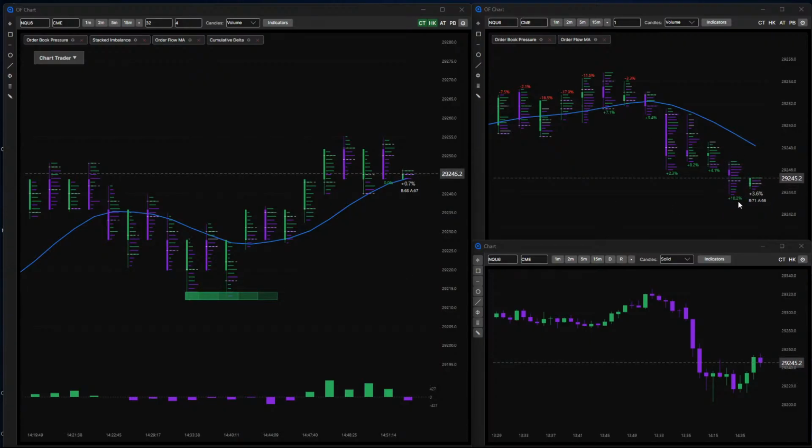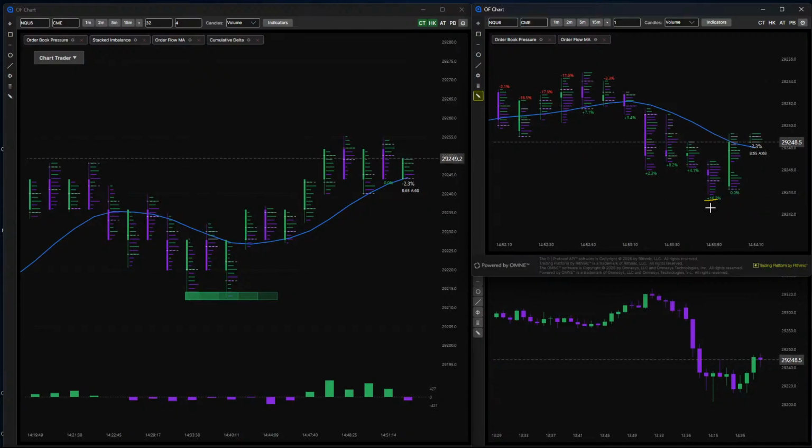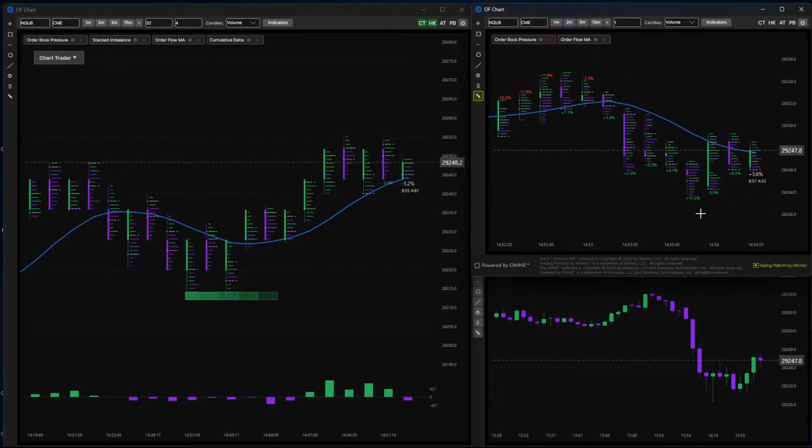Like this candle here, this 10% more buyers than sellers, but we closed red. So it did not give us a shaded area of green because we closed down. I'm pretty sure we'll get one that closes up.